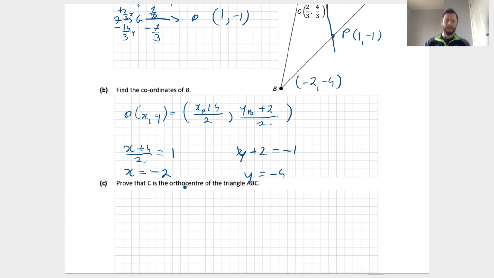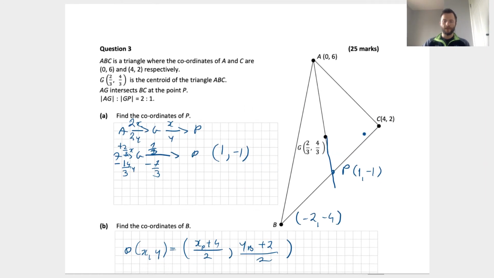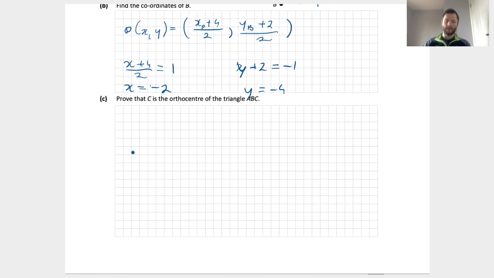And now we have to prove that the point C, which is this point here, is the orthocenter. Orthocenter means that this point is an intersection of lines that are perpendicular to the base and contain an opposite vertex, which tells me that if point C is an orthocenter, then it's an intersection of line AC and BC. So I need to show that lines AC and BC are perpendicular, and I also need to show that the intersection of lines AC and BC is point C with coordinates (2, 4).